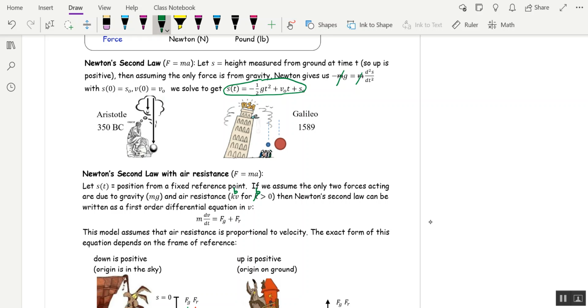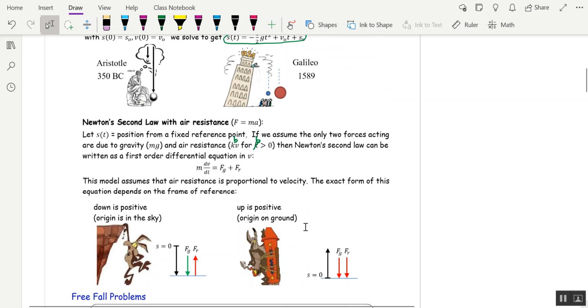And that's actually a pretty good model. The air resistance is proportional to velocity. The only time that breaks down is when you've got really high velocity. So for example, rockets are more like air resistance is proportional to velocity squared. But for your pedestrian everyday problems, this is a good model. So now we've got mass times acceleration is the force due to gravity plus the force due to air resistance.